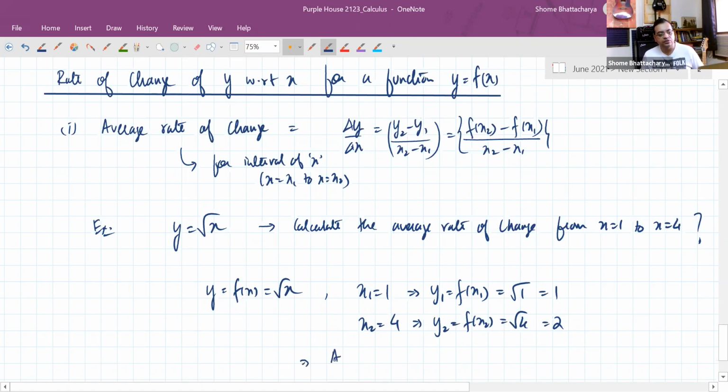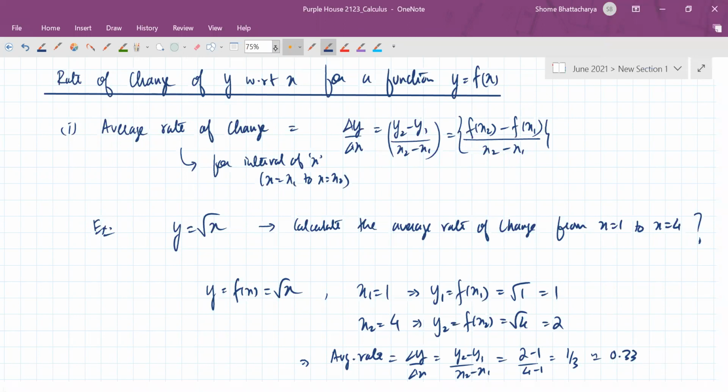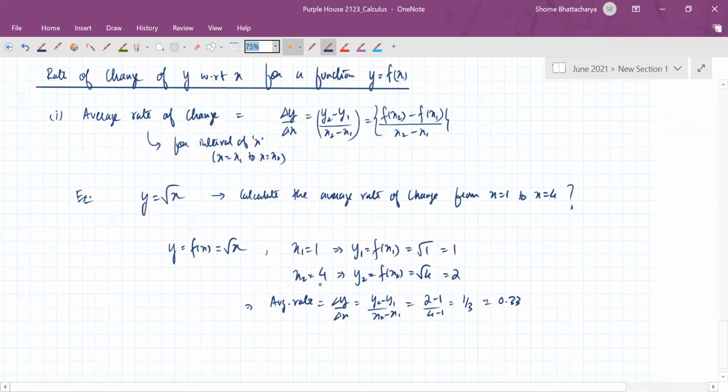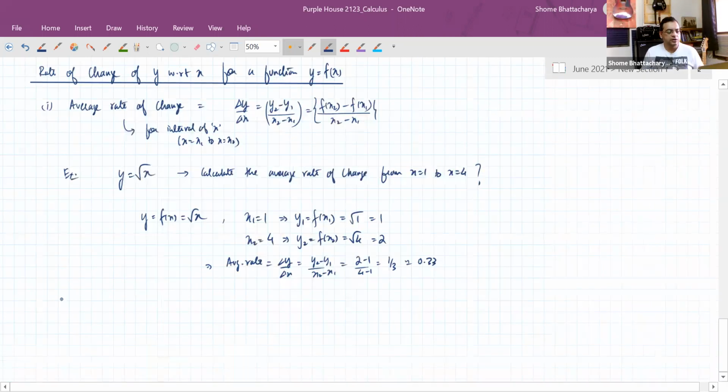So the average rate of change, which we will now denote as delta y by delta x by formula, equals y2 minus y1 upon x2 minus x1. In this case, it's becoming 2 minus 1 divided by 4 minus 1. Okay. So that is 1 by 3, or we can say approximately 0.3. So this is becoming my average rate of change. Okay. So make a quick note of this example and try out another one.